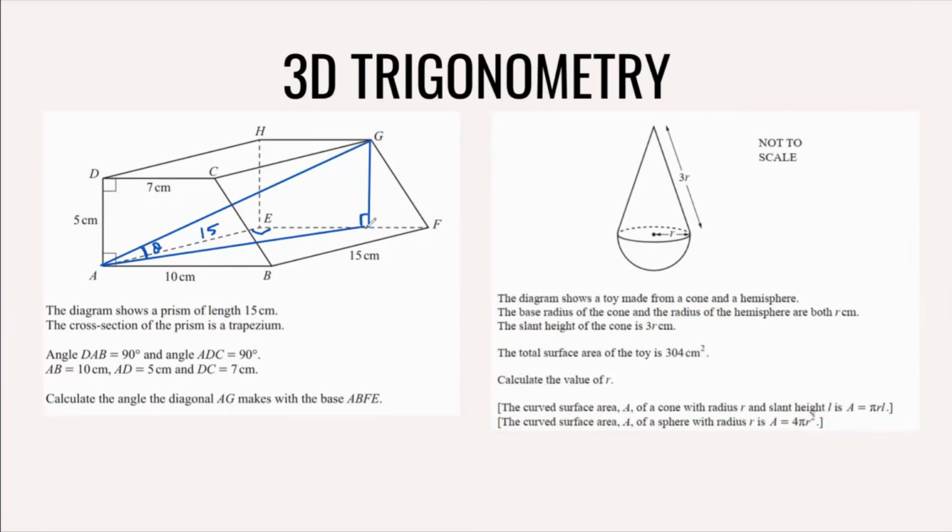To find this length over here, we can clearly see that DC is the same as HG. So that's 7, which means this would also be 7. So again, using Pythagoras in the base, we find the length of this thing. If I call this M, we find AM. Once we have AM, we know that GM would also be 5 because that's the same as DA.